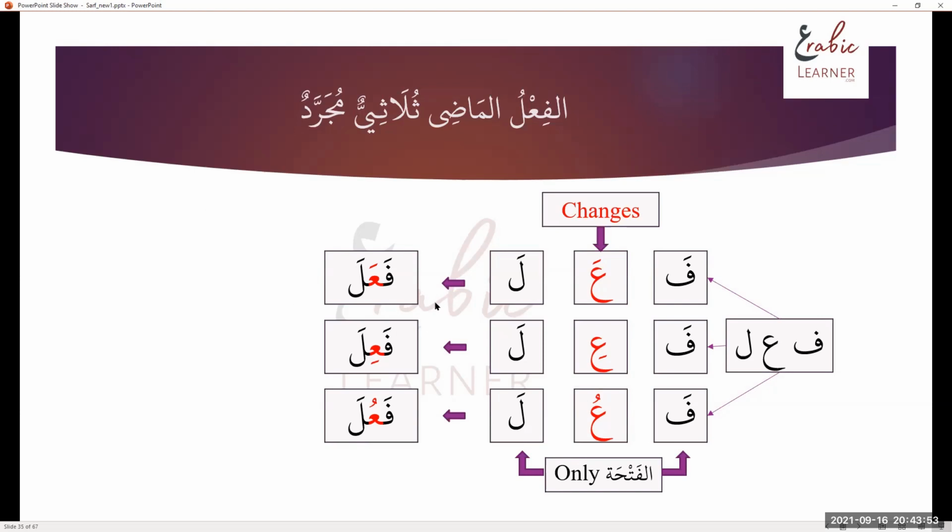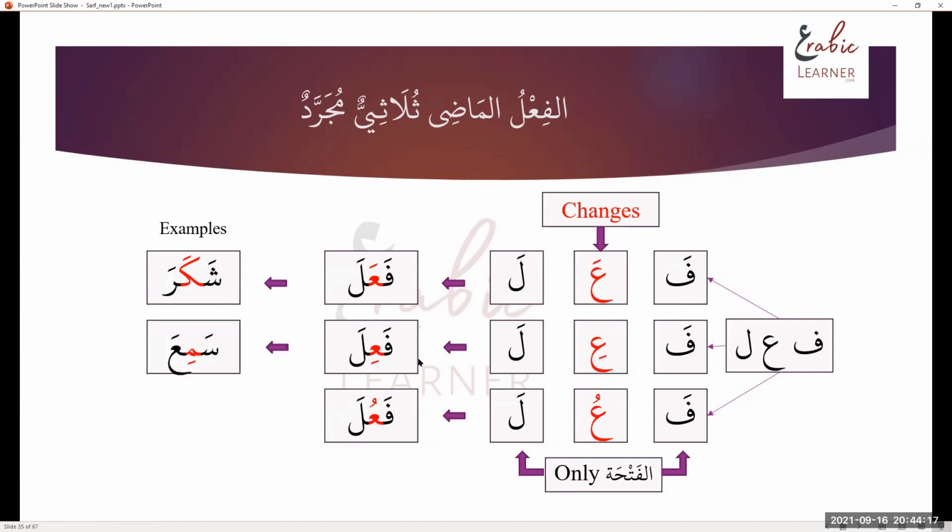All these are Failul Maadhi. Let's see examples of that. Shakara, which you have done before, because only Ain Kalima is changing. Lam Kalima is always Fatha. So Shakara, he thanked, is an example. For Fa'ila, an example is Samia, good. What is the example for Fa'ula? Last week I gave Karuma, good. He became noble. So these are the examples of Failul Maadhi.